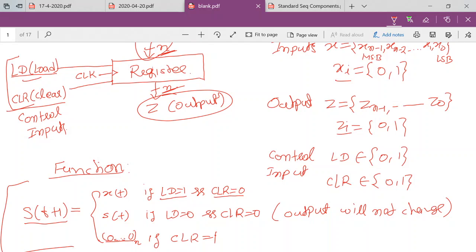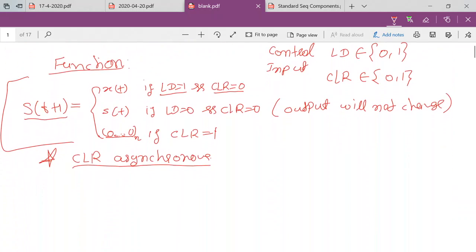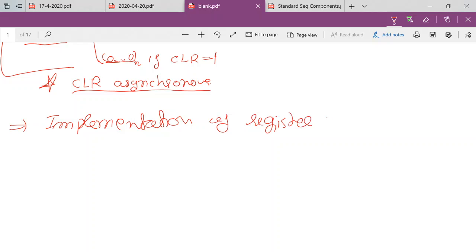Now we will discuss how we can implement this register using flip-flops. As we have discussed at the time of designing a sequential system, if it is not given to you which flip-flop you have to use, probably the best option is to use the D flip-flop, because that is simple to use. So we are going to discuss how we will implement a register using the D flip-flop.